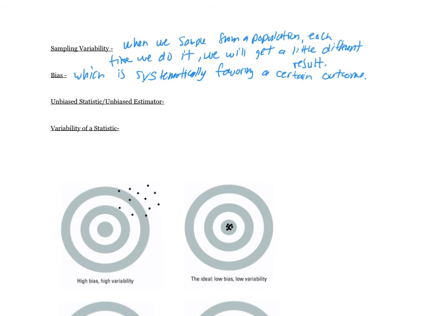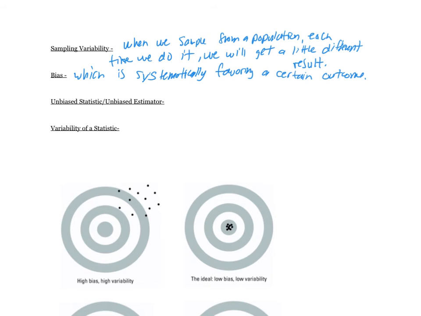Like taking a voluntary response sample would introduce voluntary response bias. So we just want to be careful. We want to use a correct sampling method like simple random, stratified, cluster, or systematic.